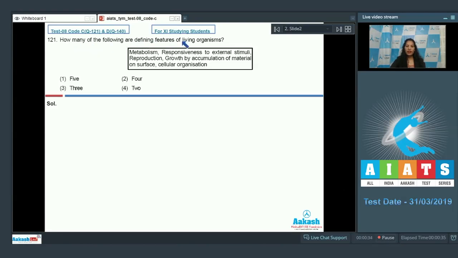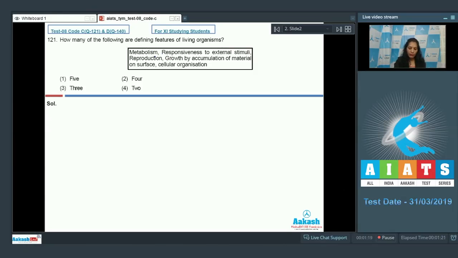How many of the following are defining features of living organisms? First is metabolism, responsiveness to external stimuli, reproduction, growth by accumulation of material on surface, cellular organization. First option 5, second 4, third 3, fourth 2. In this particular question, you have to tell how many of the given features are defining features. The features to be defining should follow some criteria, such as these defining features should be present in all the living organisms without any exception, and the second is the defining features should not be shown by any known non-living object.